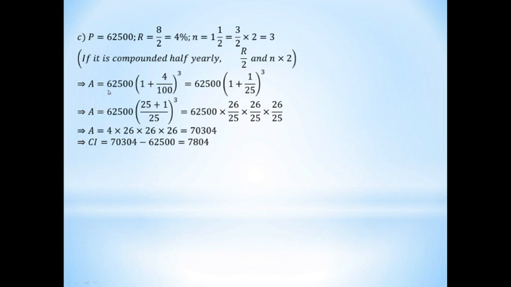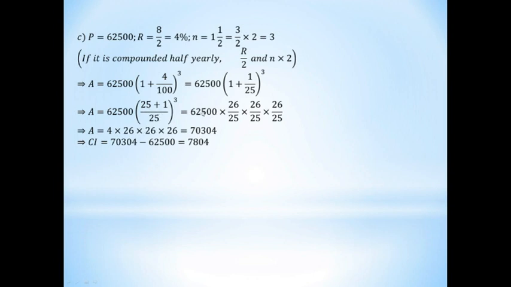Amount equal to P, we use 62,500 as the principal, and inside the bracket 1 plus 4 by 100, to the power 3. 4 by 100, if you simplify it by 4, with 4 this is 1 time, this is 25 times, 1 by 25 it will become. And then this is principal, 1 plus 1 by 25 to the power 3, no? Then principal will remain unaltered. Then here we take 25 as an LCM, then it will become 25 plus 1. This is 26 by 25 it will become, okay?